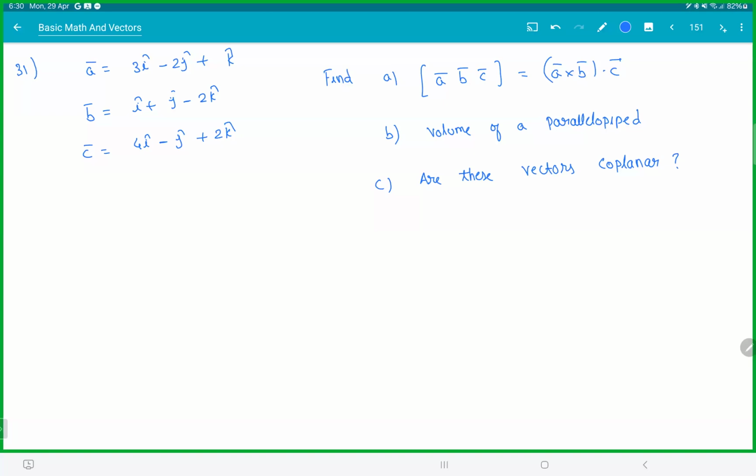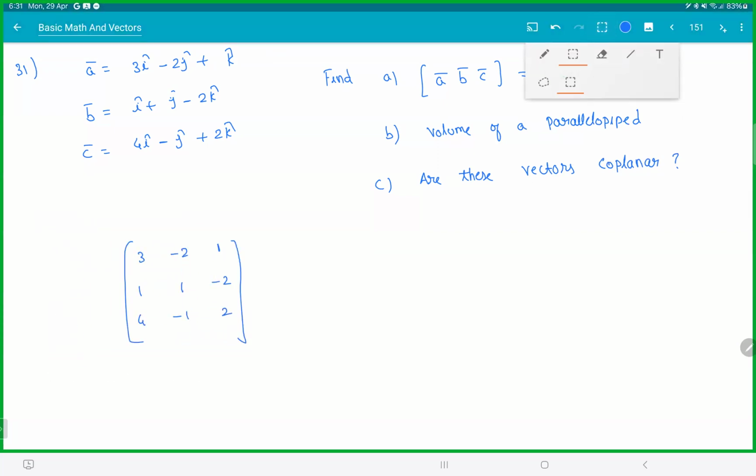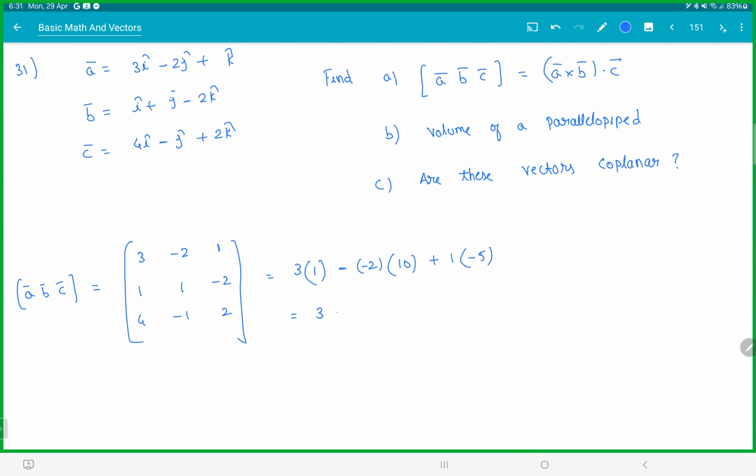Let's see. The box product: 3, minus 2, 1; 1, 1, minus 2; 4, minus 1, 2. This is your box product. So this is 3 into 2 minus 2, that is 1, minus of minus 2 into 2 plus 8, 10, plus 1 into minus 1 minus 4, minus 5. I hope I am right. 3 plus 20 minus 5, 18. 2 minus 2. Which part did I mess up?